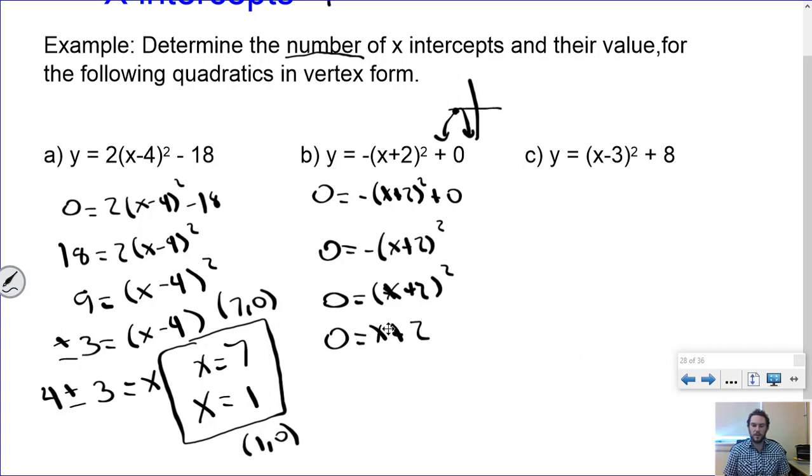And finally, what that means is x is equal to -2, because when we move that 2 over, we get -2. So we have an x-intercept at (-2, 0). And that's our final answer. There's only one x-intercept, just like we expected.